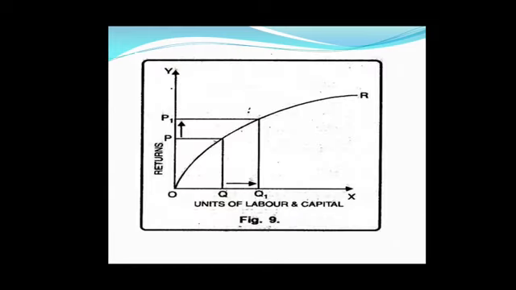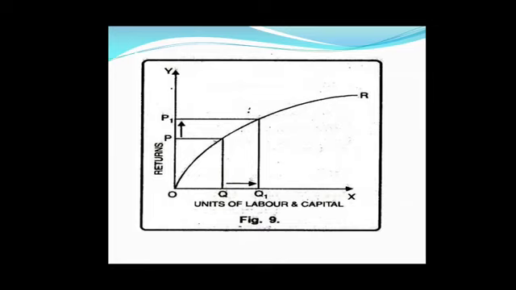And this decreasing returns to scale can be explained with this figure here. And here in this figure, the x-axis same represents the quantity of variable factors or the units of labor and capital in this case, and the y-axis represents the increase in output or returns. Here we can see that when variable factors, that is labor and capital, increase from Q to Q1, output also increases from P to P1, which is less than the increase in factors of production.